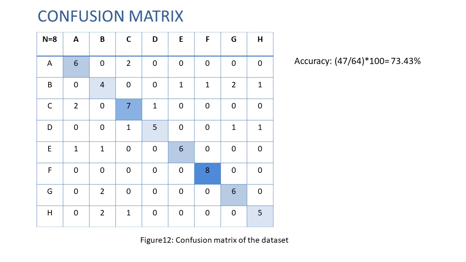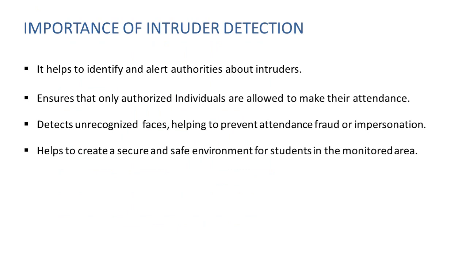of the attendance system and the face recognition that we did, and we got the accuracy as 73.43%. So now the importance of intruder detection. It helps to identify and alert authorities about intruders. It also ensures that only authorized individuals are allowed to make their attendance.